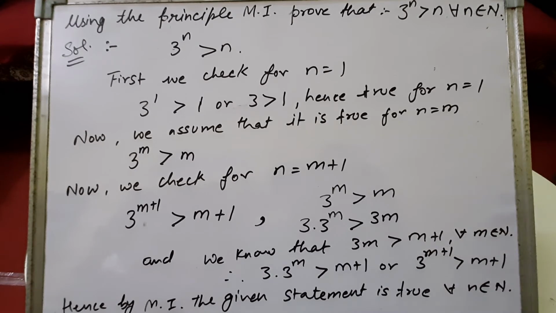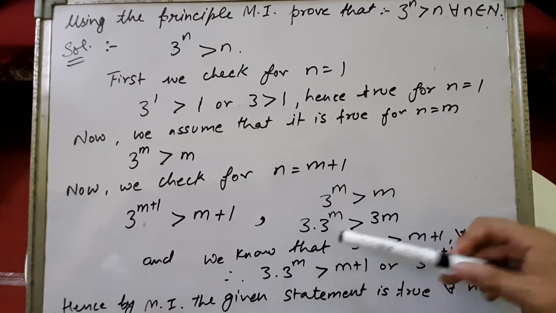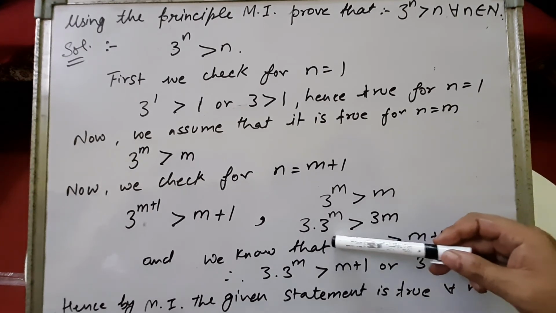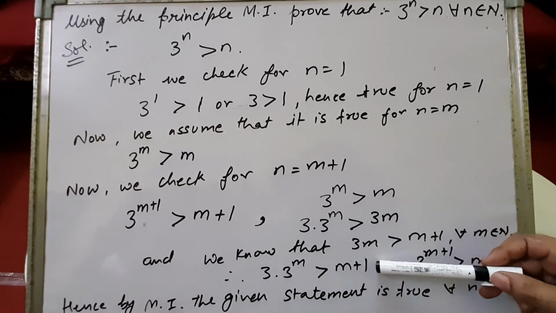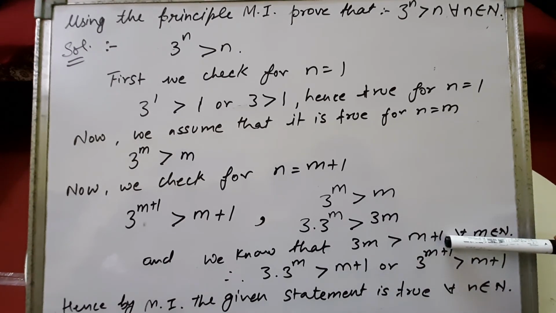Now children, pay attention here. This term is greater than 3m, and 3m is greater than m plus 1. So clearly we can see that m plus 1 is the smallest one among the three and 3 into 3 to the power m is the greatest. If this term is greater than 3m and 3m is greater than m plus 1, that means this one is smallest and this one is greatest. So if we equate these two terms, this term will automatically become greater than m plus 1.